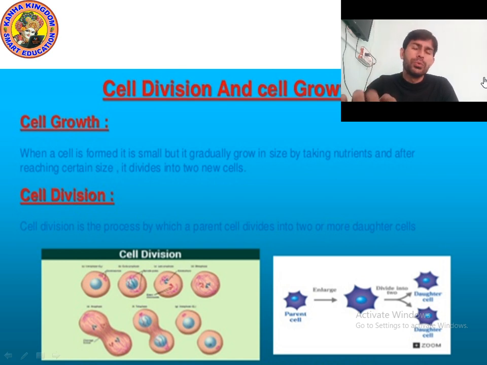I hope you understood that a group of atoms is called a molecule. A group of molecules forms micromolecules, and micromolecules form the cell, the cell forms the tissue, the tissue forms the organ, the organ forms the organ system, and the organ system forms the organism. Now it's time to ask questions.